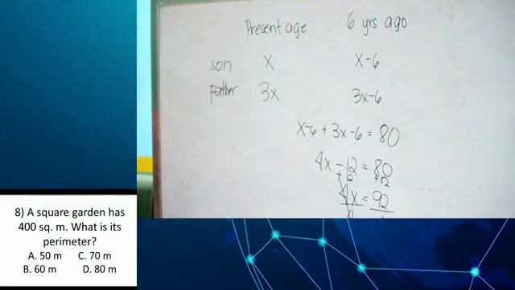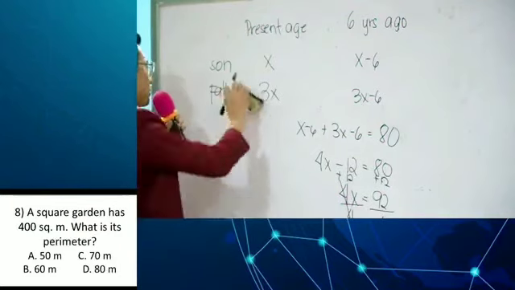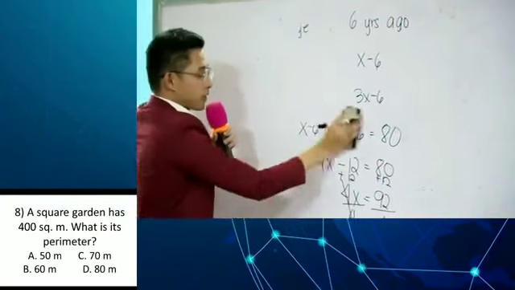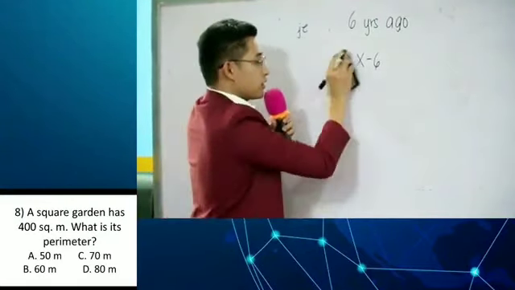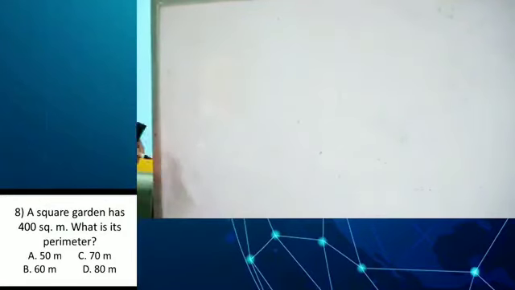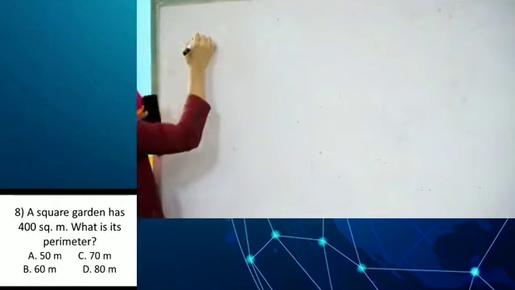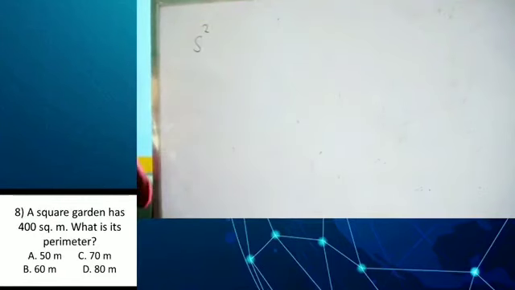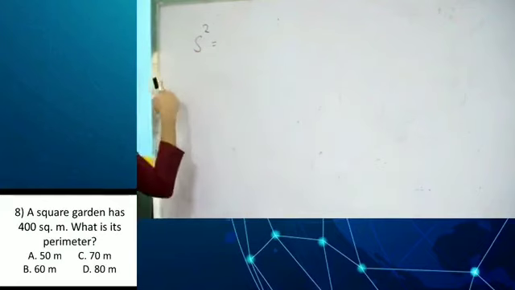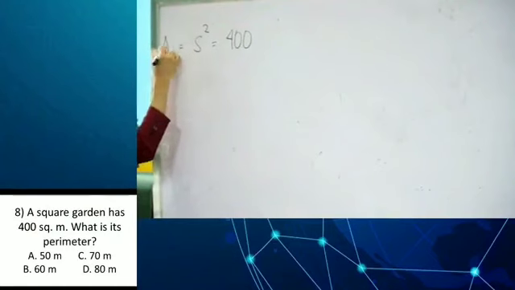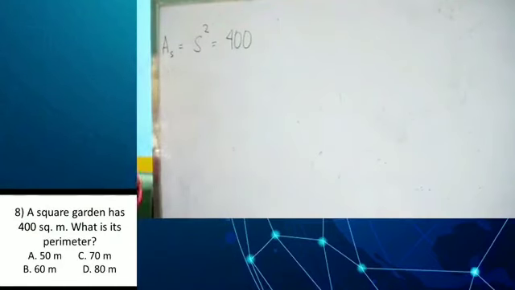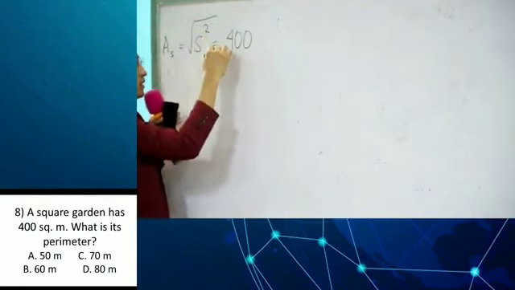Okay. A square garden has 400 square meters. What is its perimeter? Punta tayo sa geometry. So for this type of problem, kailangan natin yung dalawang formula ni square, which is the area and the perimeter. So for the area of the square, what is the formula? S squared, which is S is the side of the square. Okay? Which is equal to 400. Because that is the area. Area of the square. Okay? And to get the value of S, what are you going to do? So square root both sides.